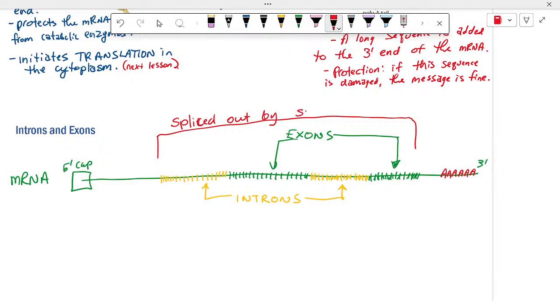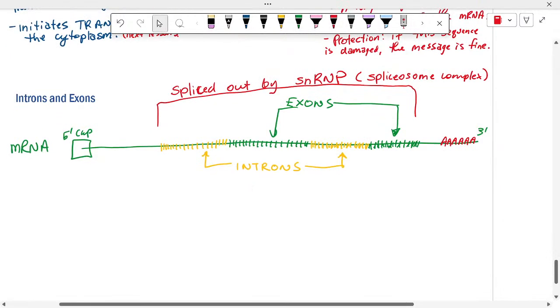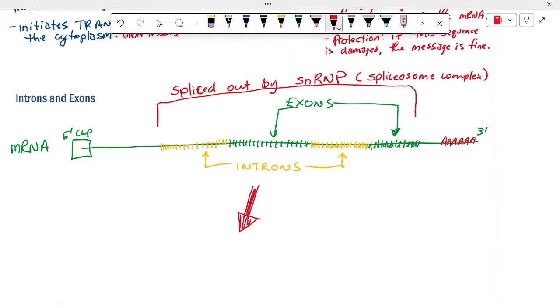By something called SNRNP, which we sometimes just refer to as, and I love this name actually, the spliceosome complex. Right? The spliceosome complex. So SNRNP is also known as the spliceosome complex. It is going to cut this whole section out, and then it's going to splice back in the exons. And it's going to leave out the introns.